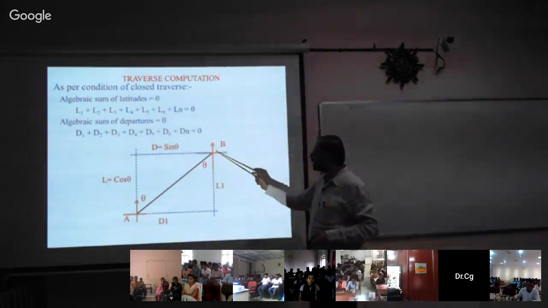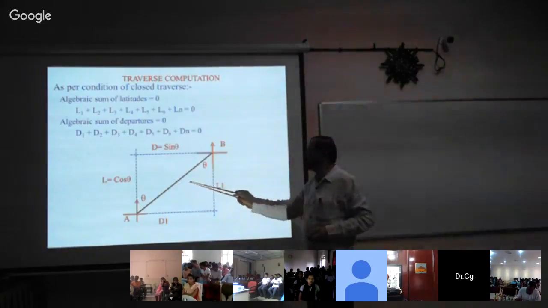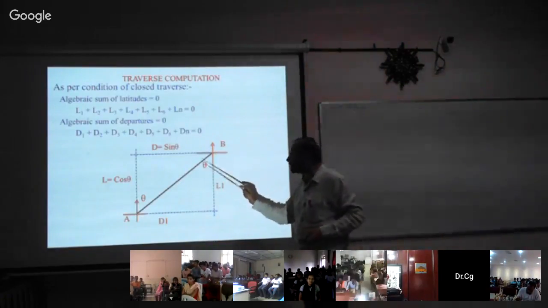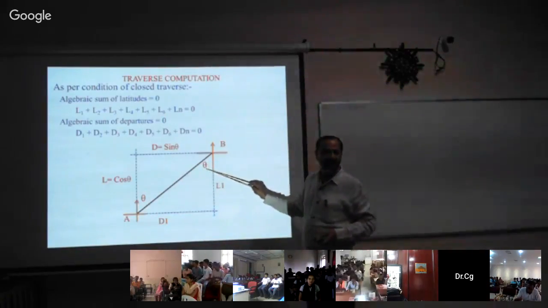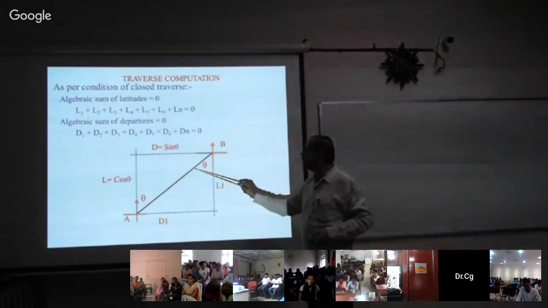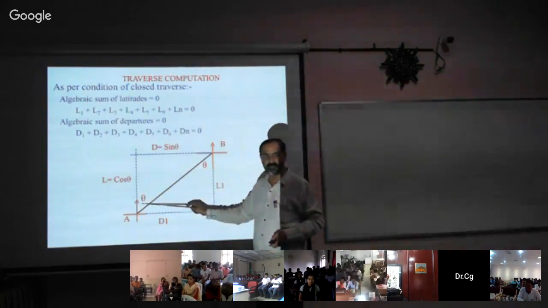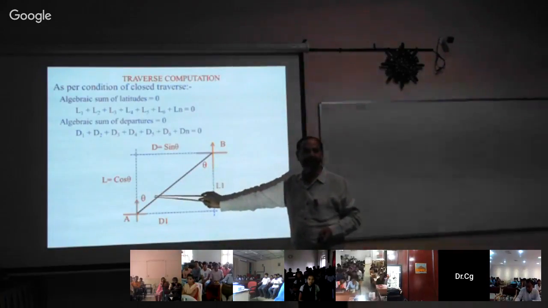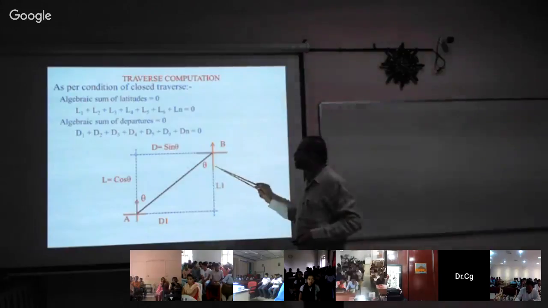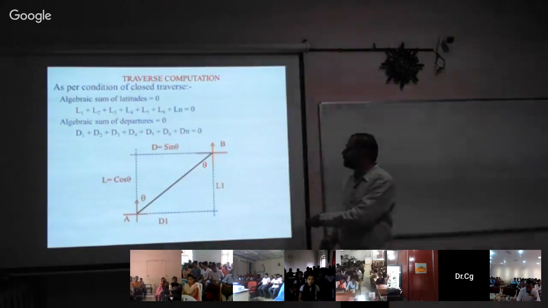Now suppose you consider the line BA. Now this becomes your bearing, that is south to west. If you consider this the bearing northeast, and if you consider this exactly opposite, it is southwest. Understood? Simple trigonometry. Please remember this.